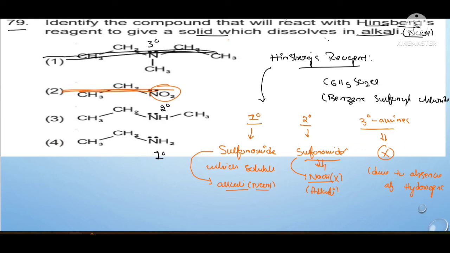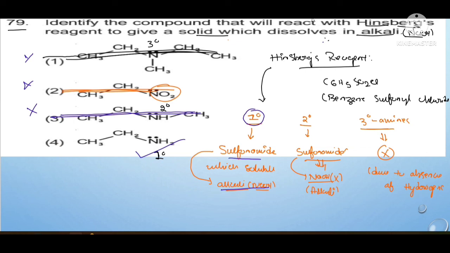Option A is eliminated. The question clearly indicates that to give a solid which dissolves in alkali, only the primary amine dissolves in alkali. Secondary amine does not dissolve in alkali. That's why option 3 is also eliminated. So the remaining option is the correct answer.